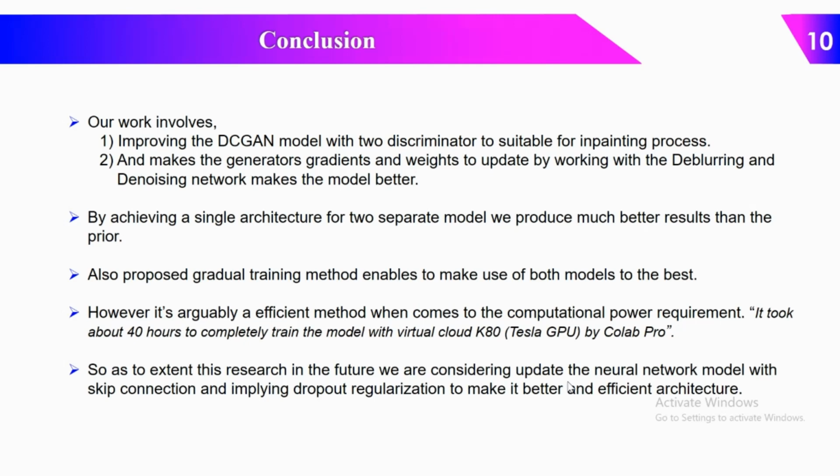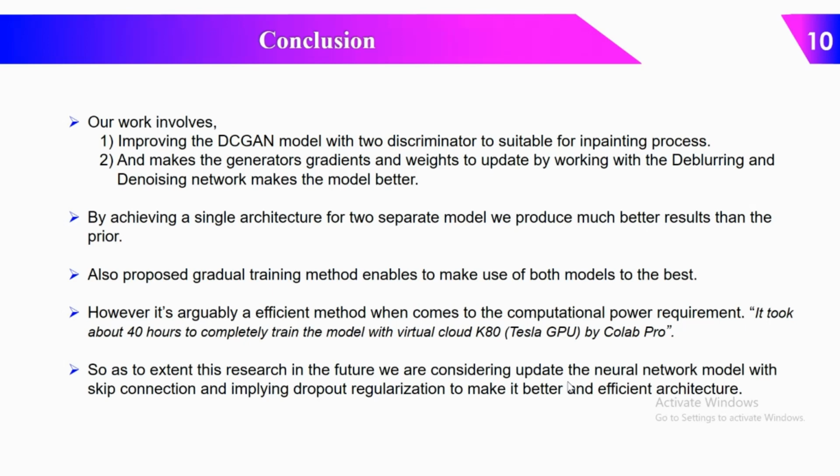However, when compared on efficiency, this model was not that good because the computational power requirement was too high. It took almost 40 hours to train the model, even when we were using Google Colab with a Tesla GPU. So according to our knowledge, maybe it can be more efficient than this.